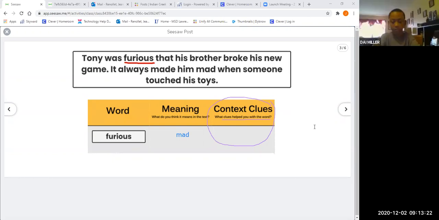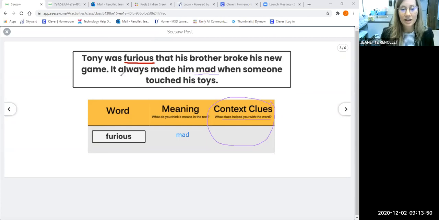They had madness. I saw he got super mad because Tommy was frustrated and he broke into the game. It always makes him mad. That's what I thought. So much I'm spending on this game. Good text evidence, Day. He says he read the text. It said it always made him mad.